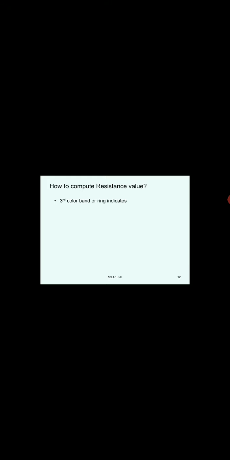Then the third band or ring indicates the multiplier, or the number of zeros after the first two digits. So we have assumed that the first color is red, the second color is orange, and suppose the third color is red, you have to add two zeros in that place. So it will be 2300, that will be the value.